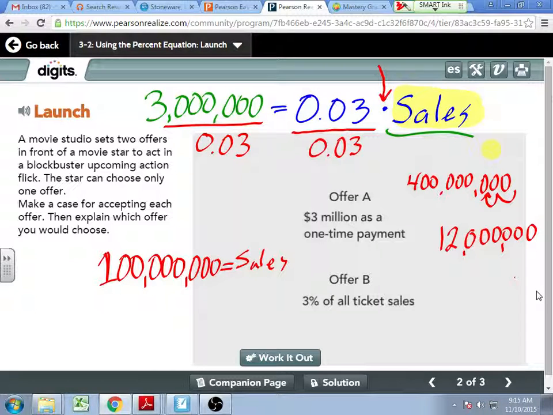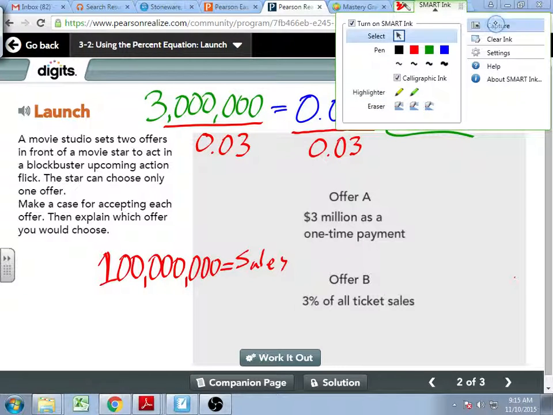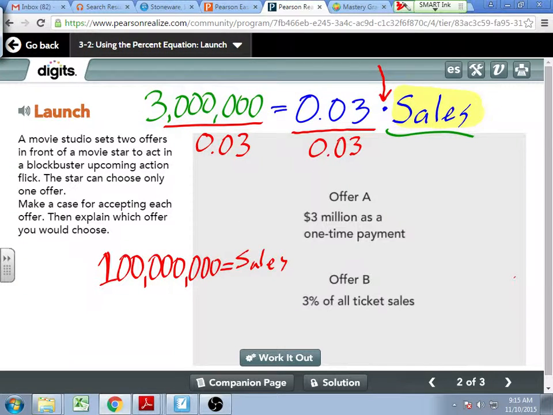So, if the actors in Hunger Games were offered either of these deals, if you took offer A, you'd regret your decision. Because you'd only make $3 million, that's all you get, period. If you took offer B, as soon as you get over $100 million in sales, you're making more money than offer A would have. So that's when you have to think about what is the movie going to gross? What is it projected? How good do I think it is, really?